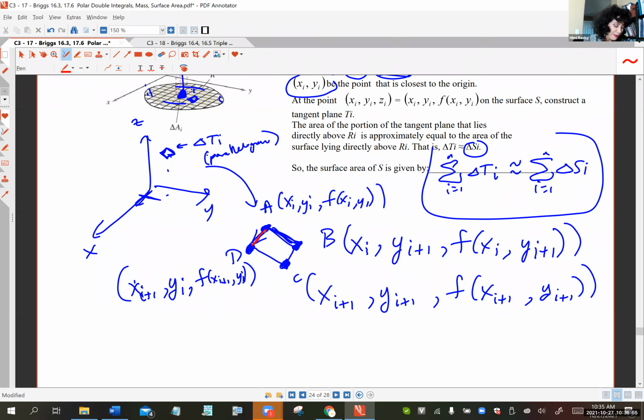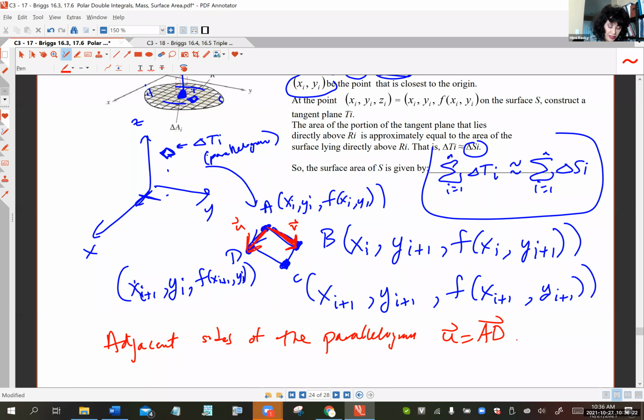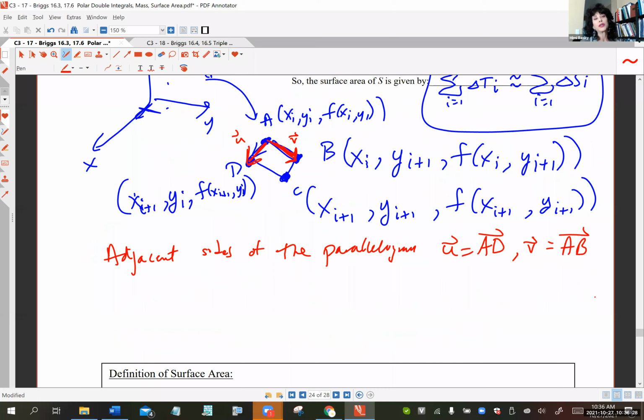I'm going to create two vectors here that make up adjacent side lengths of the parallelogram. So the adjacent sides of this parallelogram are, I'm going to call the AD, that guy there, we'll call him U. He's the same as AD. And the other vector, we'll call it V. And V is going to be the same as AB. So why are we doing this? Because we know how to find the area of a parallelogram. It's the magnitude of the cross product. Remember that? Yeah, that's good to know for like maybe the final.